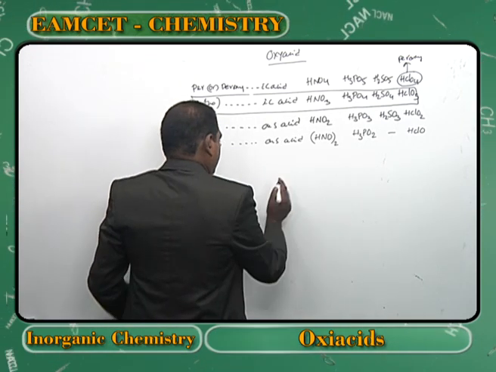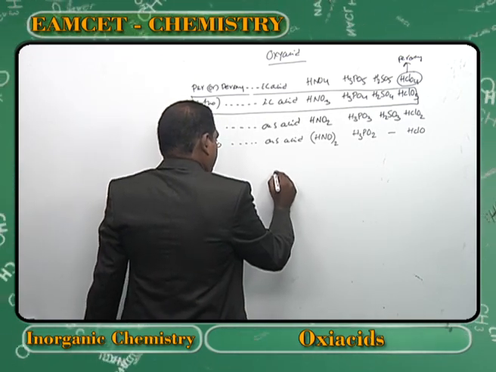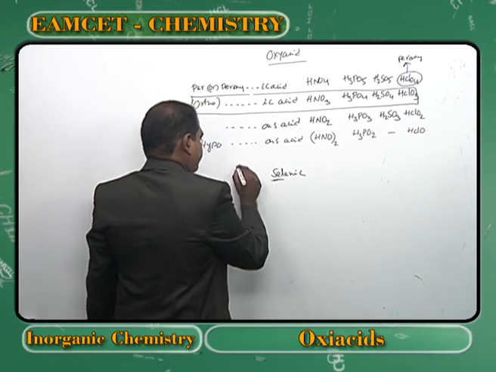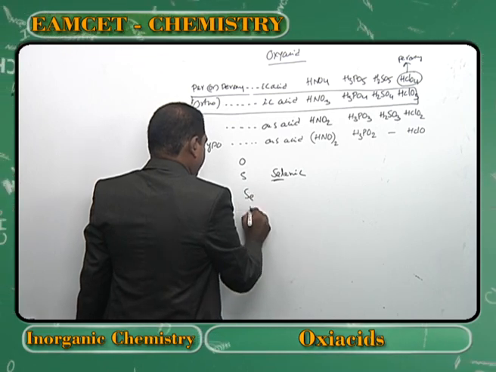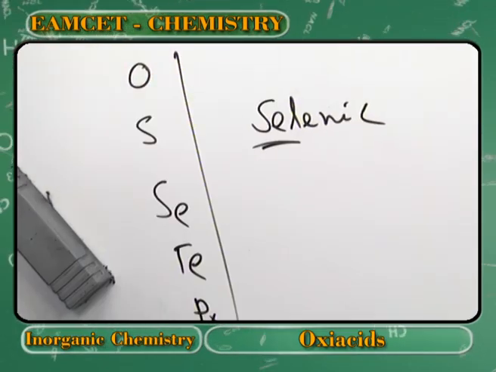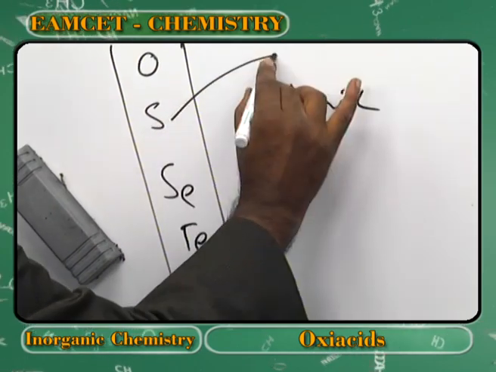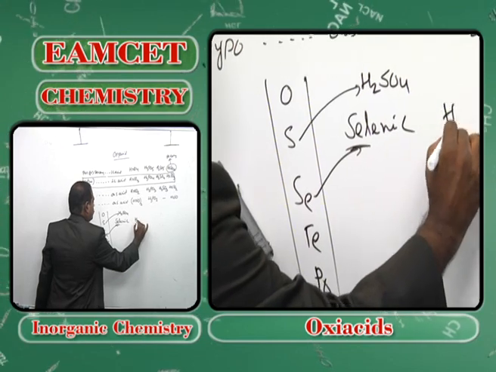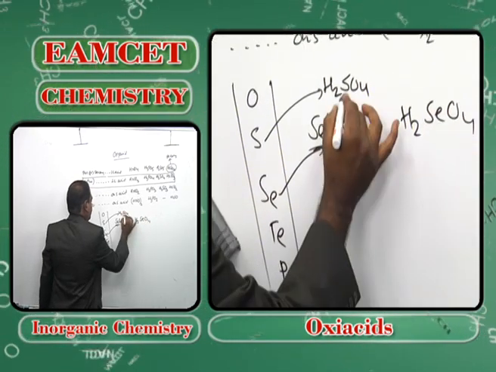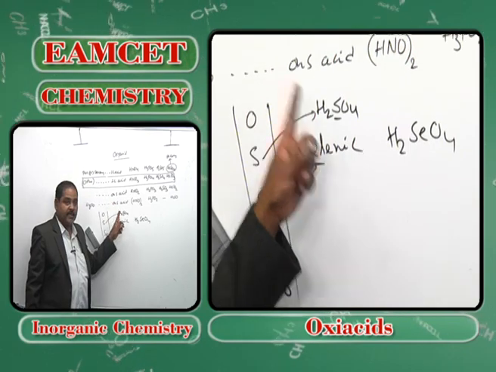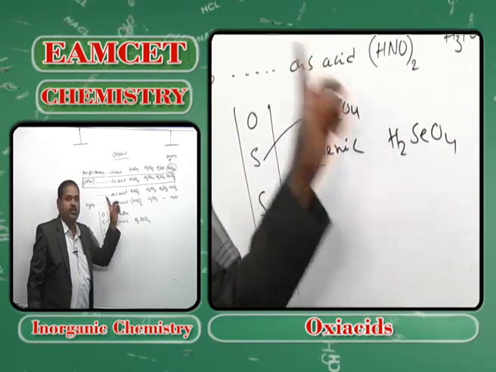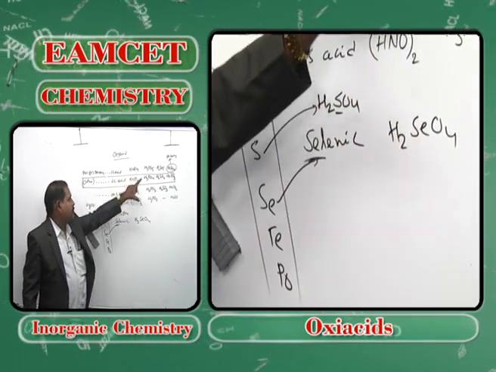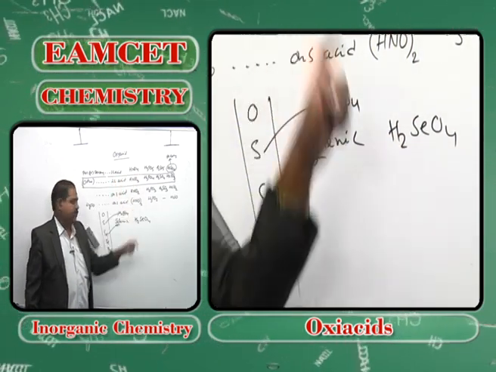Let me revise quickly. What will be the formula of selenic acid? First of all, you should know who is selenium. Oxygen, sulfur, selenium, tellurium, polonium. They belong to the same group, and the formula of sulfuric acid is H2SO4 and that of selenic acid will be H2SeO4. Look at the minute difference. Here it is sulfur S, here this one is selenium Se. Telluric acid H2TeO4. So any number of acids you can derive from the same prefixes and suffixes using the same principle.